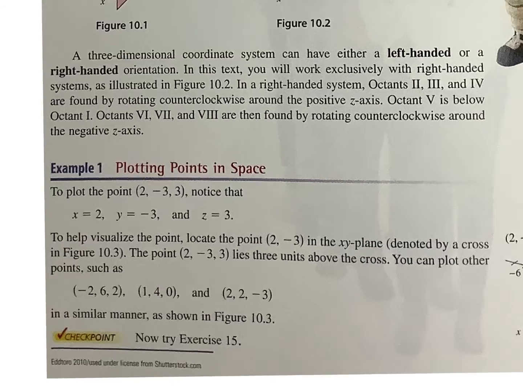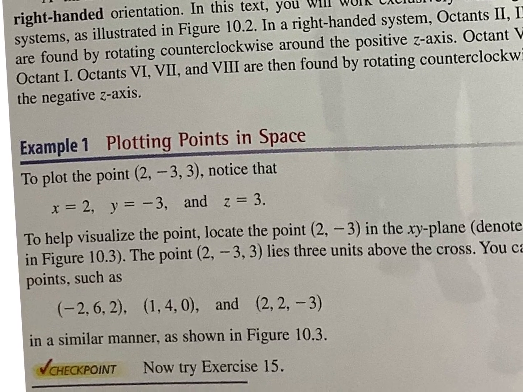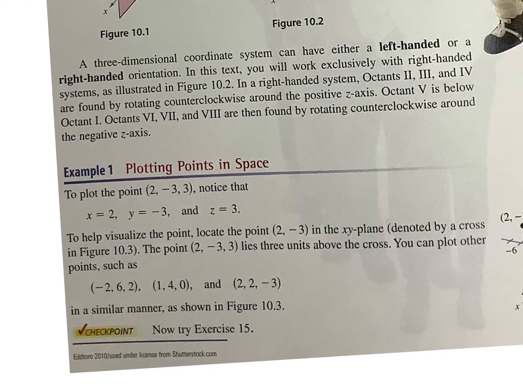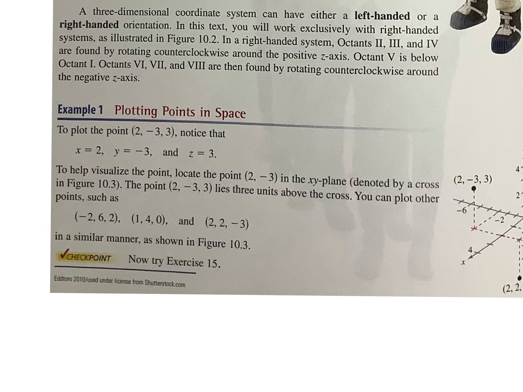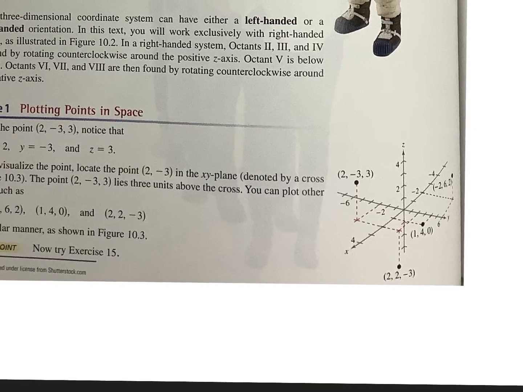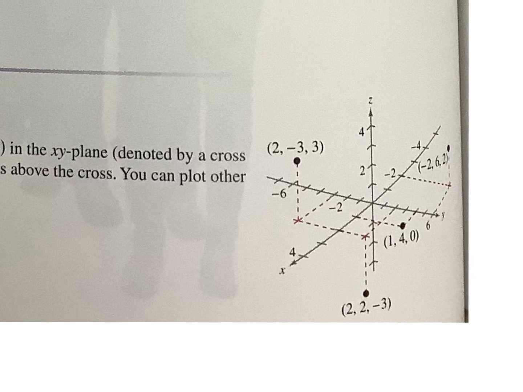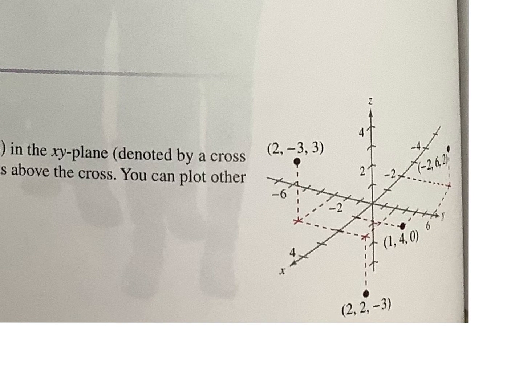This is an ordered triple, right? 2, -3, 3. X value is 2, -3 is the Y, +3 is the Z. We've solved equations where we had an ordered triple as an answer, and there is an actual point that you can find in space, but the grid looks like this. So do you see this point right here? That is our 2, -3, 3.